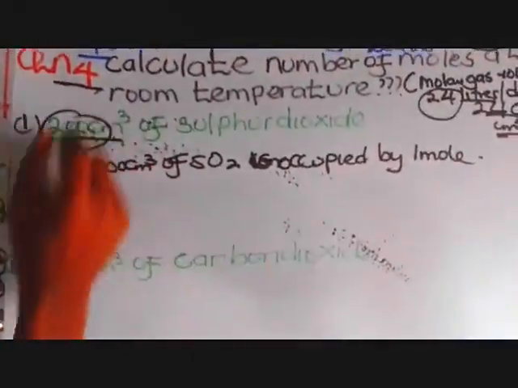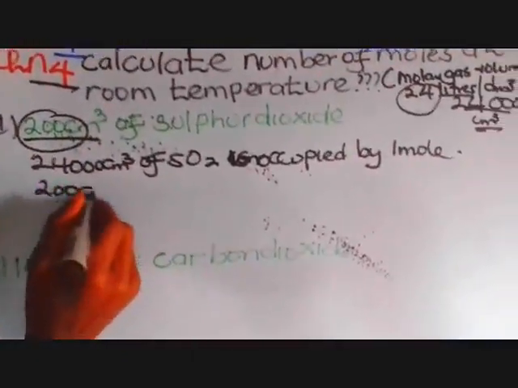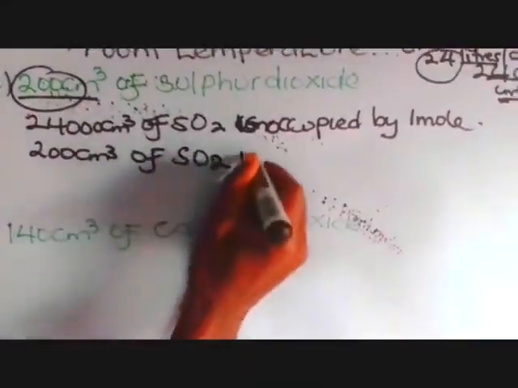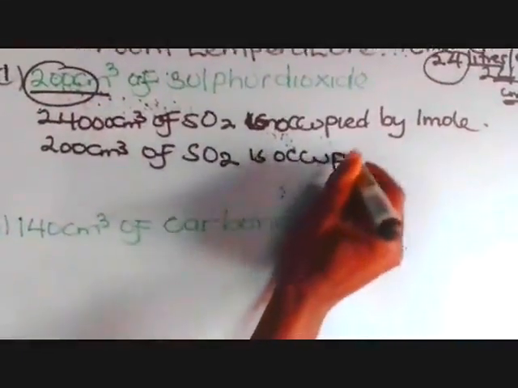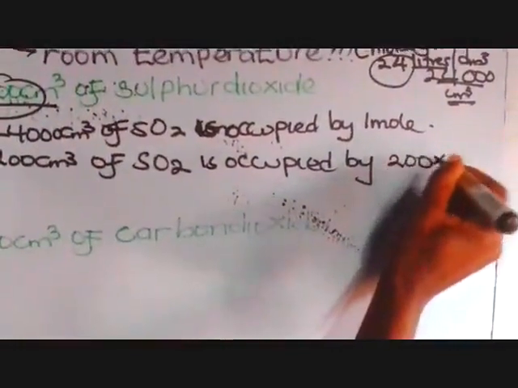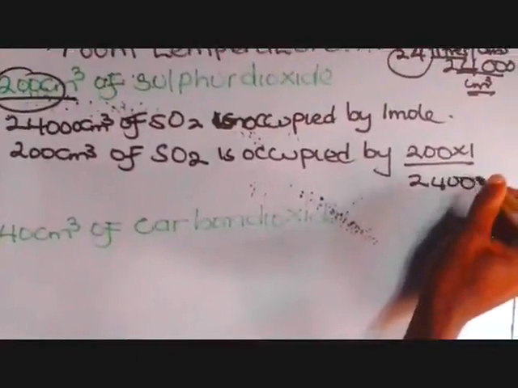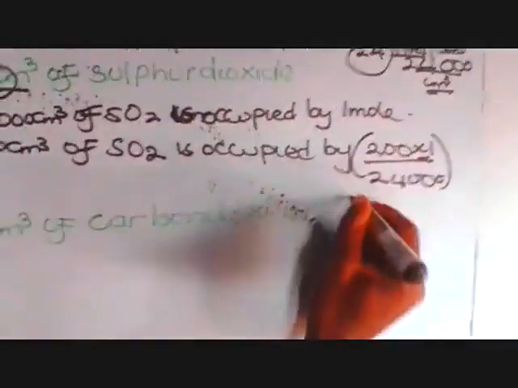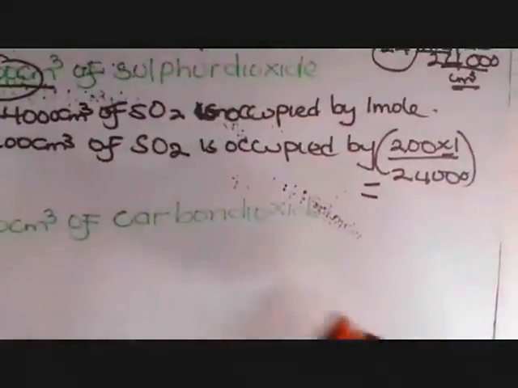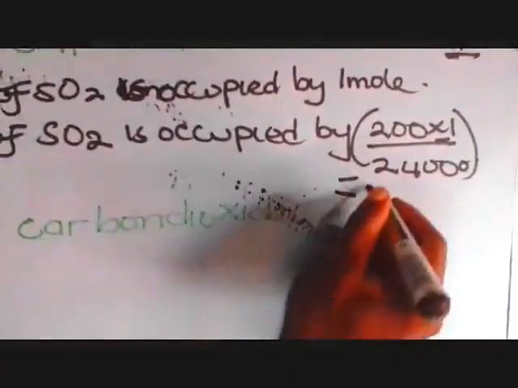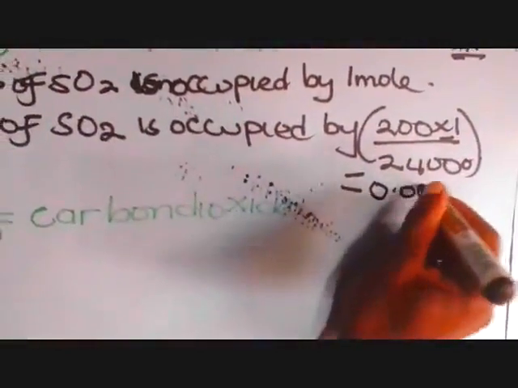If it's occupied by 1 mole, what about the other one given in the question? What about the 200 cubic centimeters of sulfur dioxide is occupied by, so there we have 200 times 1 out of 24,000. And now there we are going to obtain our answer. Place the calculator there. Our answer is going to become 0.008 moles.